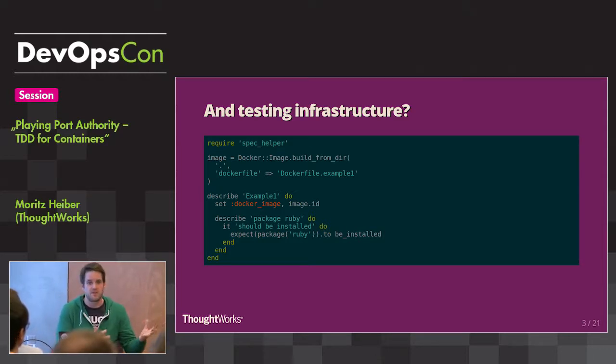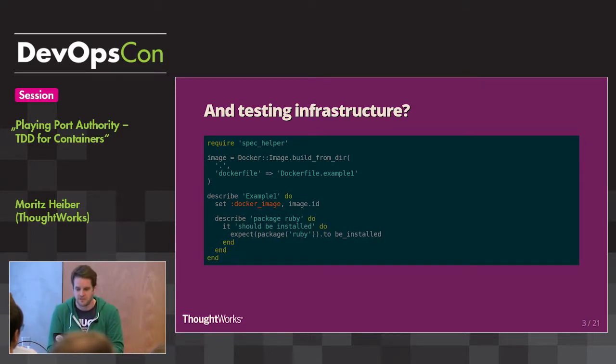So you can write this test before, and then you can run the test, and then you actually implement the Docker file which satisfies the test. And as I said before, it basically just checks if you have installed a Ruby package. And let's take a look at some of the parts that you see here in detail.